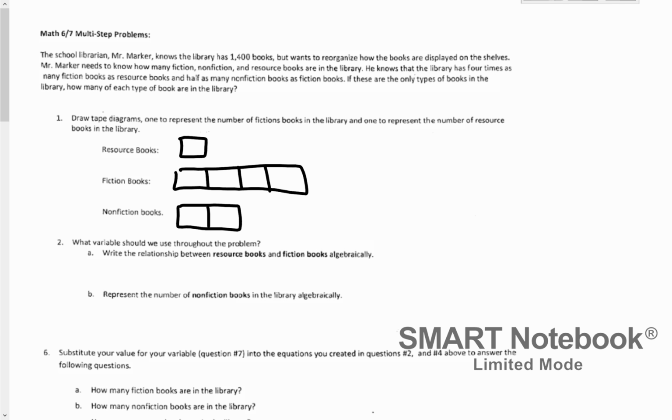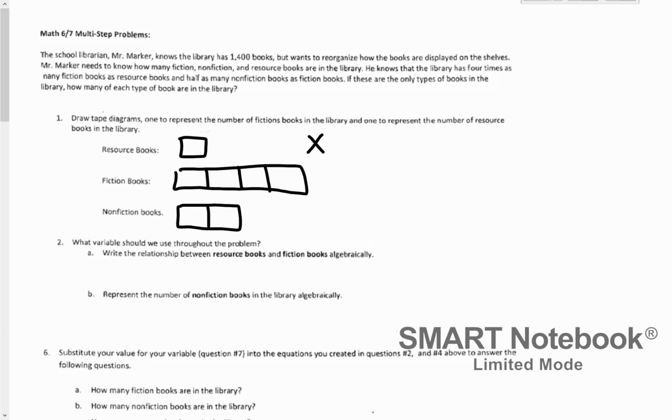We can use this visualization to help us with our algebra. So our most basic information we're given is resource books. We're not told how many times more or anything about those resource books. We're told that about the other types of books. So our most basic piece of information, the one that they give us the least amount of information for, the one that we would represent with 1 box, is going to be our X.